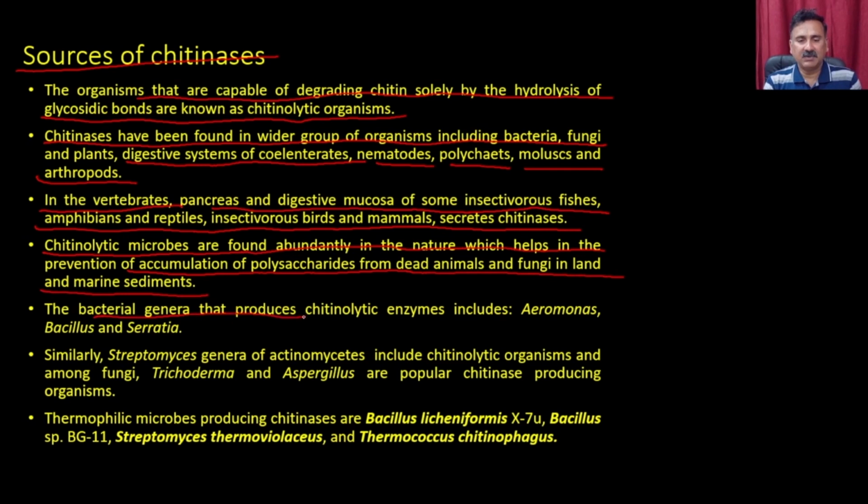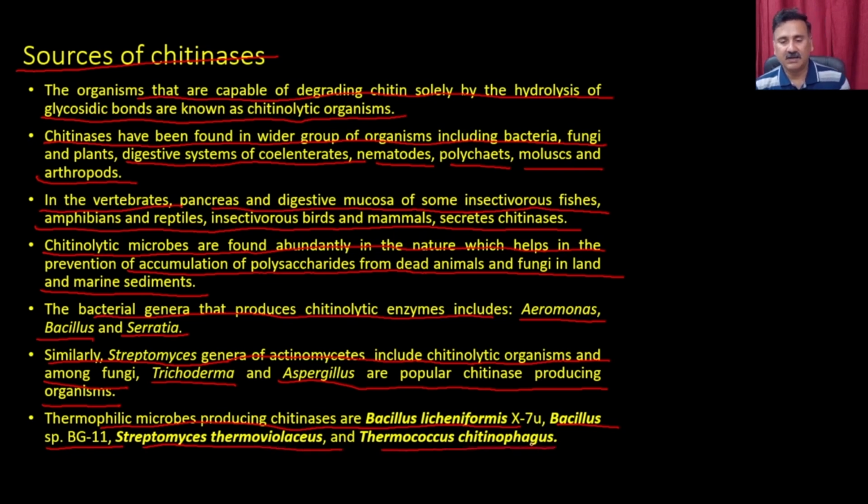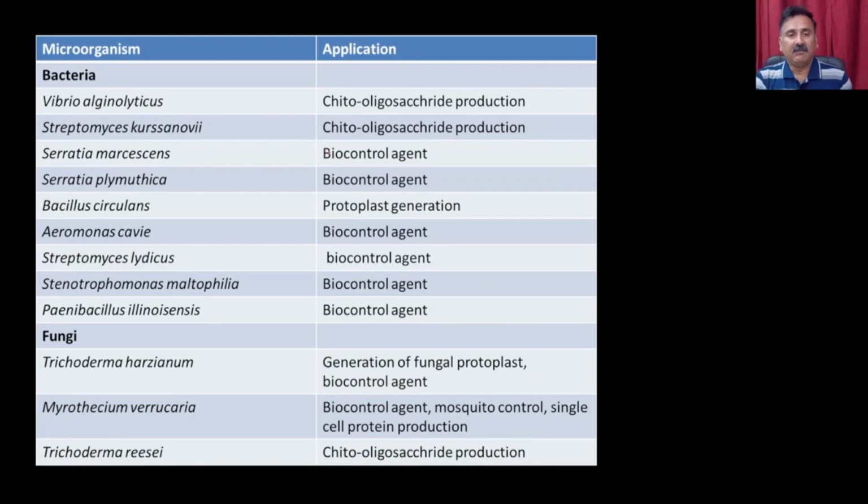The bacterial genera that produce chitinolytic enzymes include Aeromonas, Bacillus, and Serratia. Similarly, the Streptomyces genus of Actinomycetes includes chitinolytic organisms, and among fungi, Trichoderma and Aspergillus are popular chitinase producing organisms. Thermophilic microorganisms producing chitinases are Bacillus licheniformis, Bacillus BG11, Streptococcus thermophilus and Thermococcus chitonophagus. These are the different types of microorganisms which are producing the chitinases.